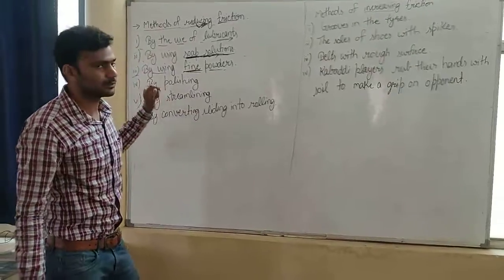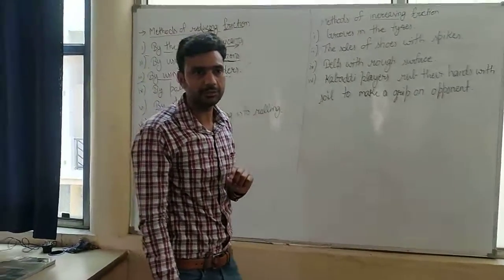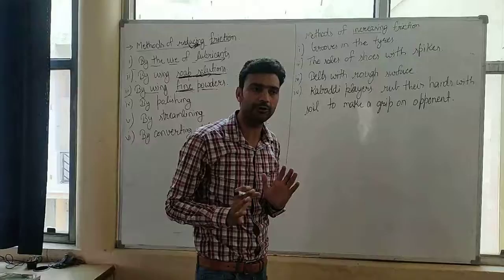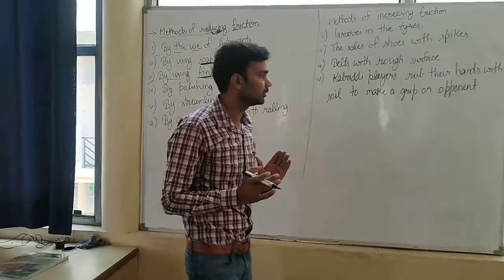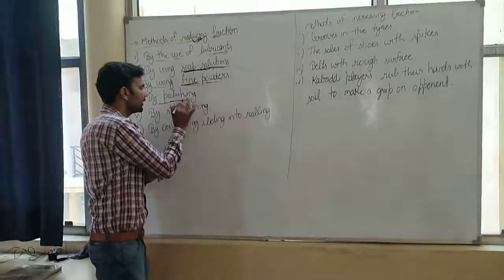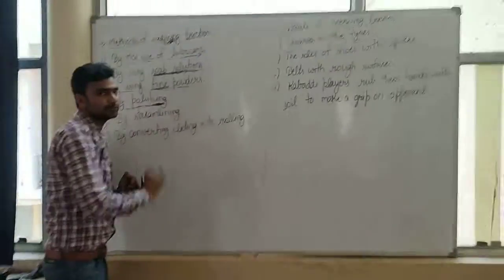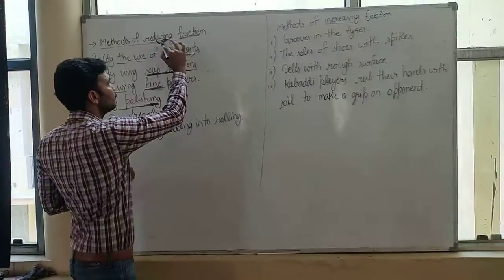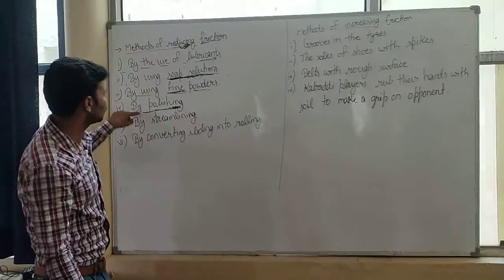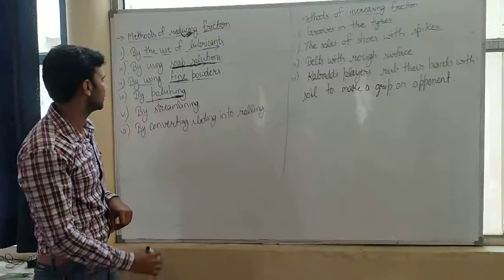Next is polishing. When we paint something or when we polish something, what do we do? We make the surface smooth. So by polishing, we make the surface smooth, and when the surface becomes smooth, then the friction will reduce. So this is also a way by which we can reduce friction.